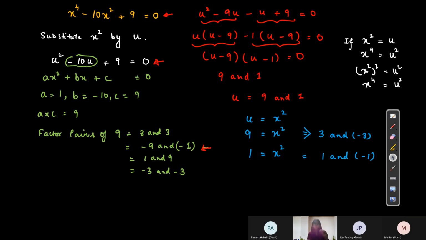So you have 4 solutions for this equation. Whatever is the degree, you will get that many solutions. So what are the 4 solutions? 3, negative 3, 1 and negative 1. These are the 4 solutions for this equation.